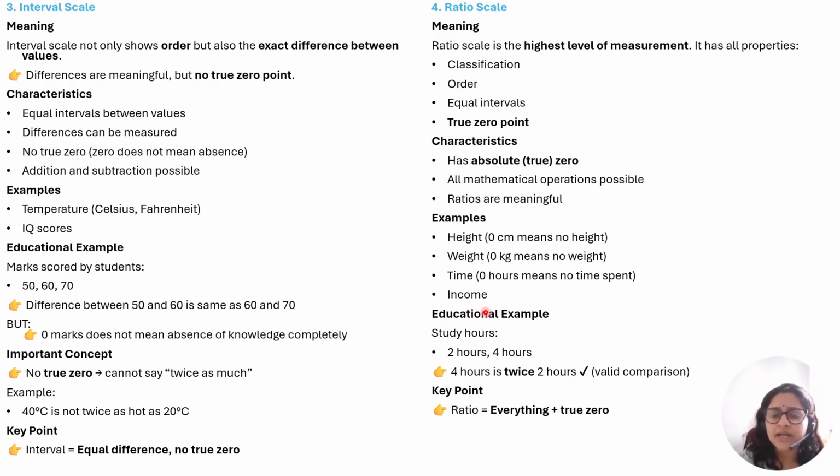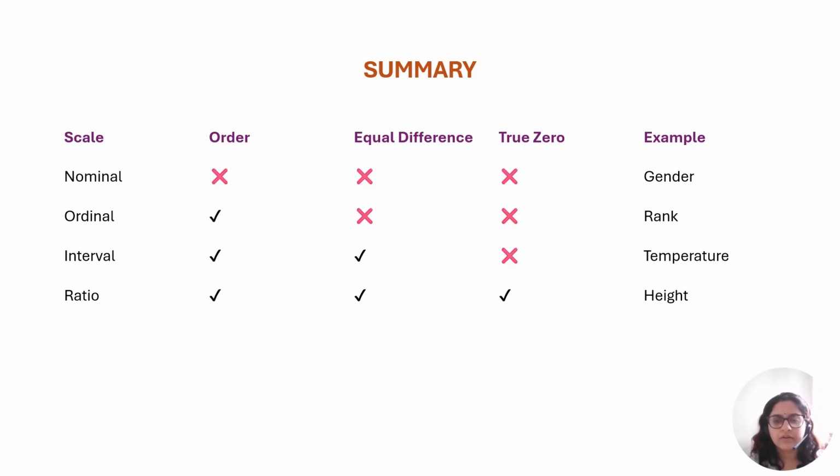Take study hours as an example: 2 hours, 4 hours. So 4 hours is twice the 2 hours. It can be multiplied by 2, multiplication has been done. So ratio means everything is possible and zero has a value. That means true zero is there. Whereas in interval scale, equal differences are there, but zero has no value. Only simple addition and subtraction can be possible in interval scale, whereas in ratio, everything is possible and zero also has value. This is a small summary table you can go through.